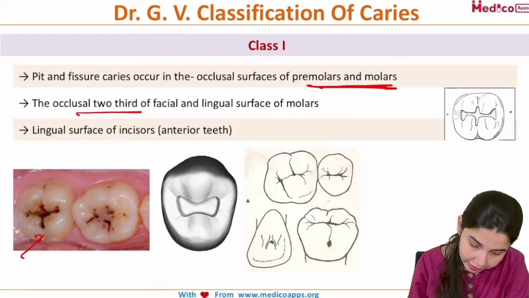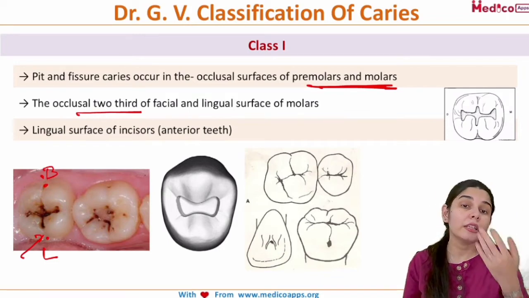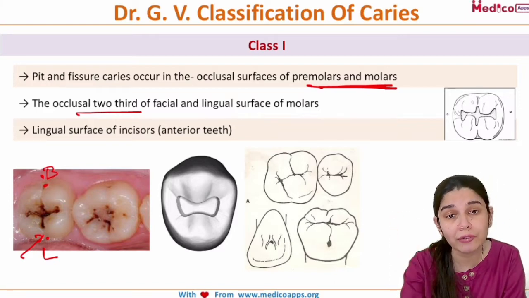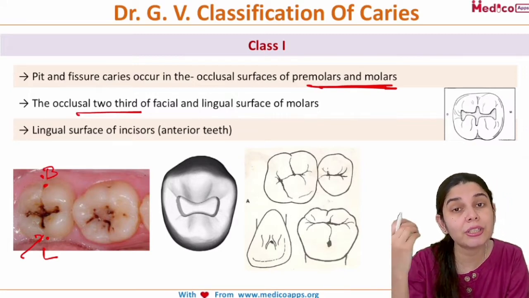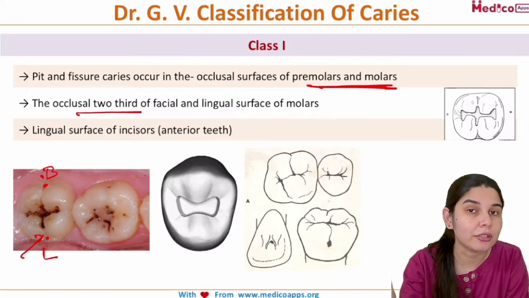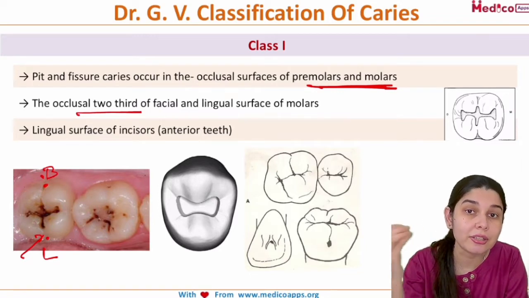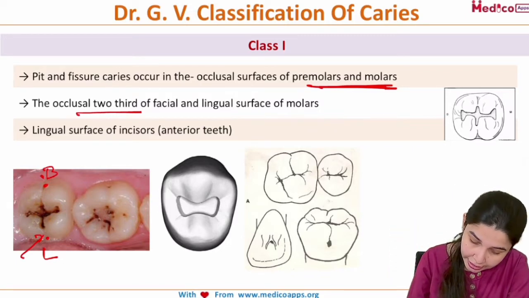That means if this is the buccal surface, this is the lingual surface. So the buccal surface might have a pit and fissure caries, or a lingual surface might have a pit and fissure caries. And the third one is, as I have mentioned, that anterior and posterior teeth both are involved. The anterior teeth I am discussing here is the lingual surface of incisors. The anterior teeth, that is the central and the lateral incisors, have dental caries. The pit and fissure caries are present on the lingual surface.